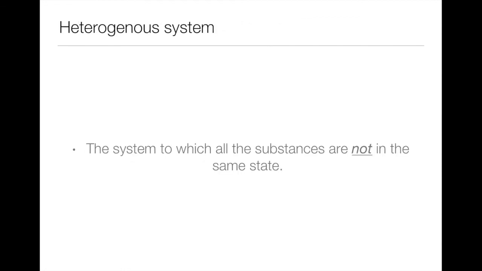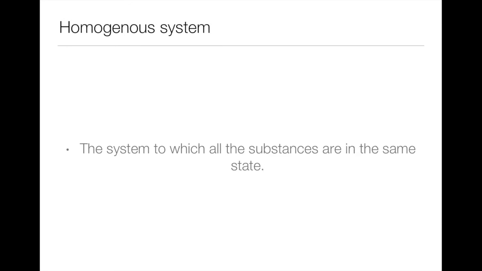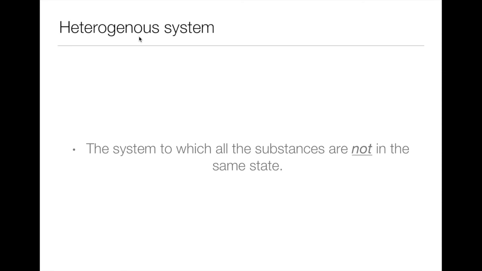And now let's talk about heterogeneous systems. It is a system where the substances are not in the same state. For instance, a system where we've got liquids and gases and solids maybe, while a homogeneous system is a system in which all the substances are in the same state. So if I consider my room, it is a heterogeneous system, because I've got solid, my desk, I've got liquid, a bottle of water here, and I've got air, gas. So it is a heterogeneous system.